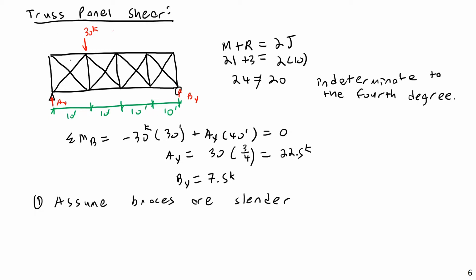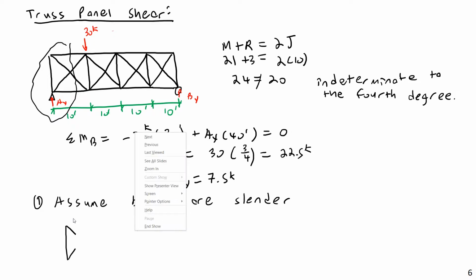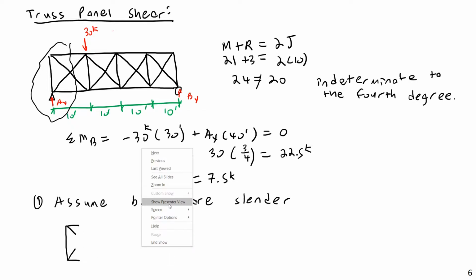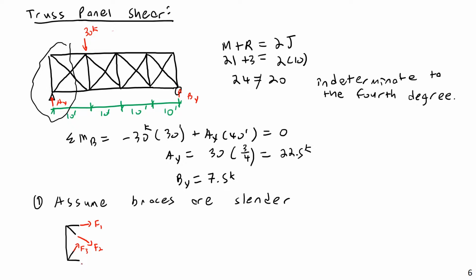Now, what I'm going to do is use the method of sections and cut out, let's say, the left portion here. So this left portion, when I cut this, consider this for a moment. I have something like this here. And I didn't give all these joints names. Let's just go ahead and call this F1, F2, F3, and F4.